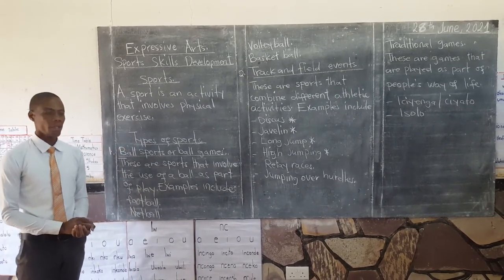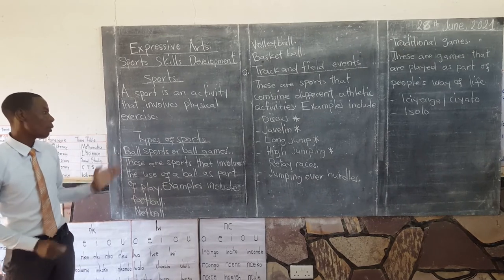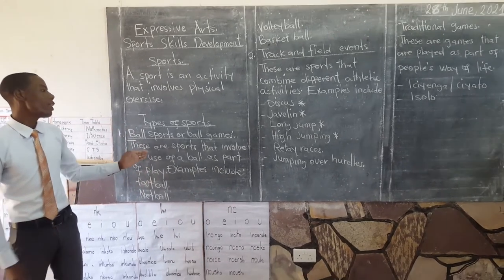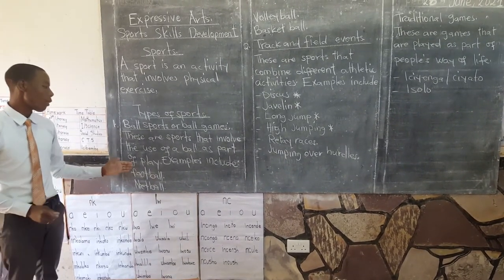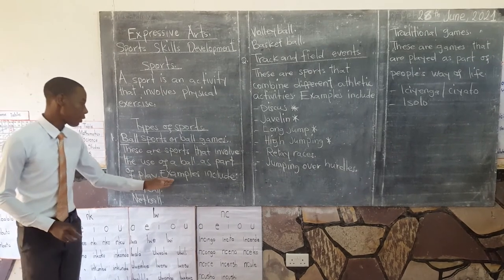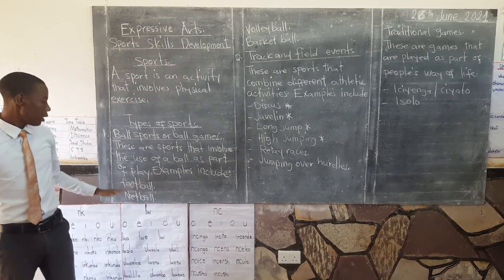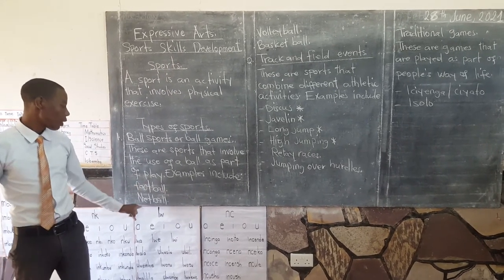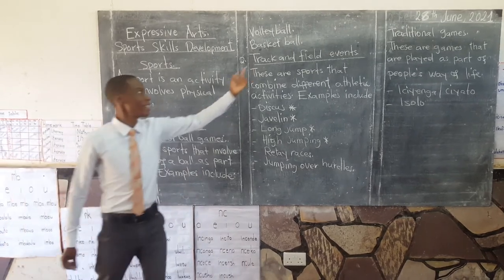There are different types of sports. These sports can as well be called games. Number one, we have ball sports or ball games. We are saying these are sports that involve the use of a ball as part of play. Examples include football, netball, volleyball, basketball. To play these four examples of sports, you need to have a ball. I guess that is the reason why they all have a ball at the end, isn't it?